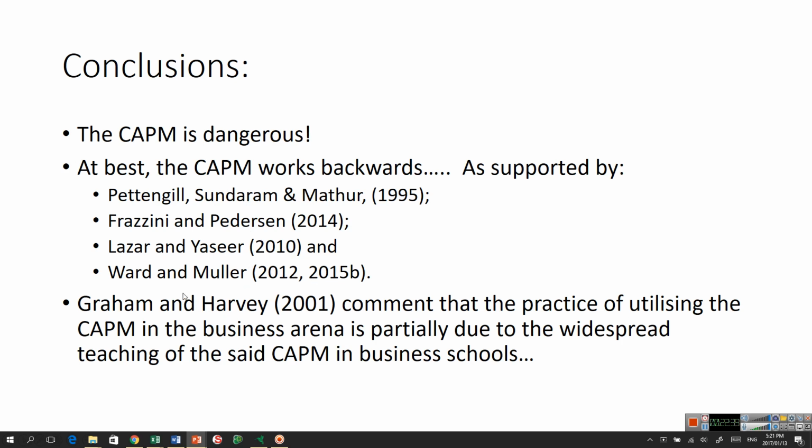Then just to also note here, Graham and Harvey in 2021 commented that the practice of utilizing the CAPM in the business arena is partially due to the widespread teaching of the said CAPM in business schools. And so we need to be very careful about where we go with all of this.